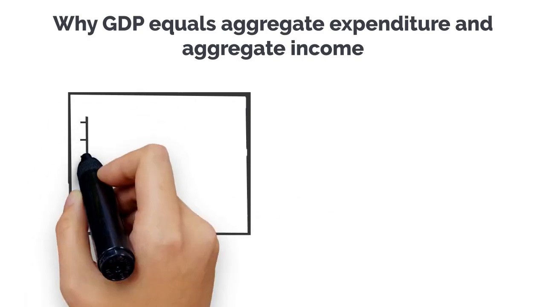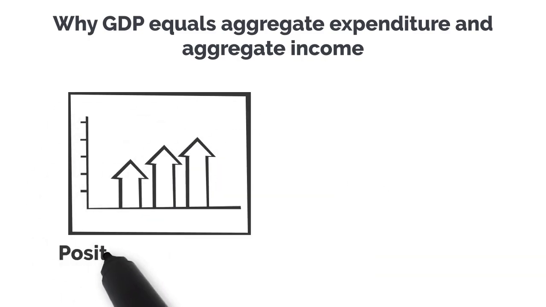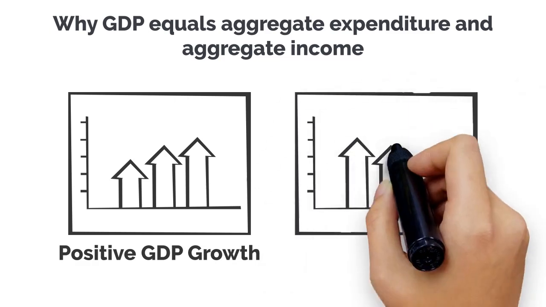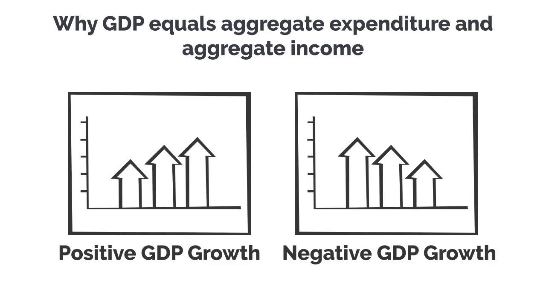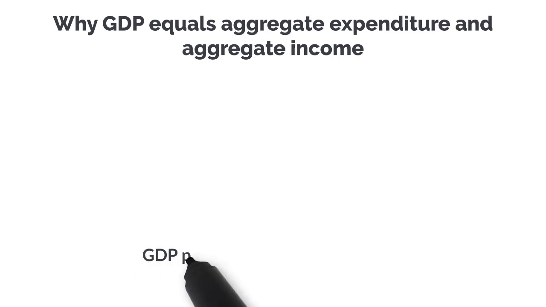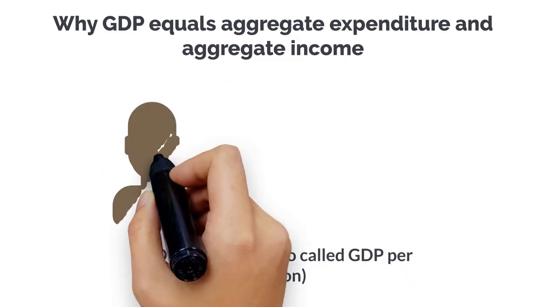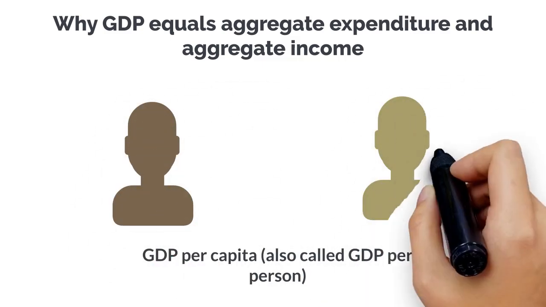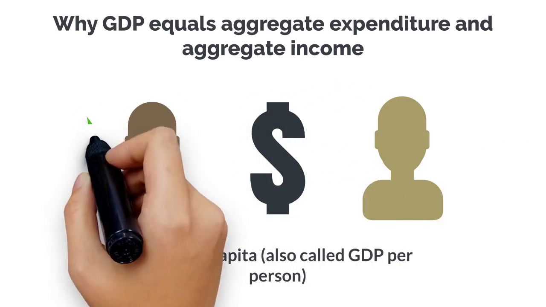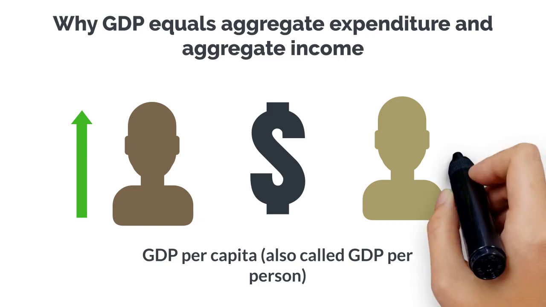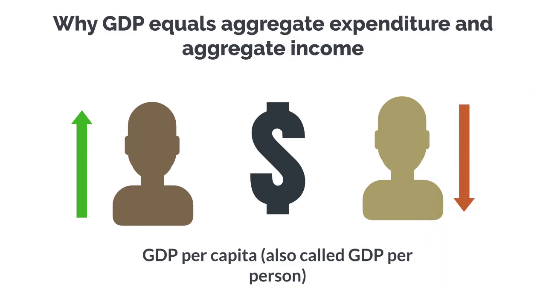When countries report consecutive quarters of positive GDP growth, it is considered to be an expansion. Conversely, when it experiences 2 or more consecutive quarters of negative GDP growth, the economy is generally considered to be in a recession. GDP per capita, also called GDP per person, is used as a measure of a country's standard of living. A country with a higher level of GDP per capita is considered to be better off in economic terms than a country with a lower level.